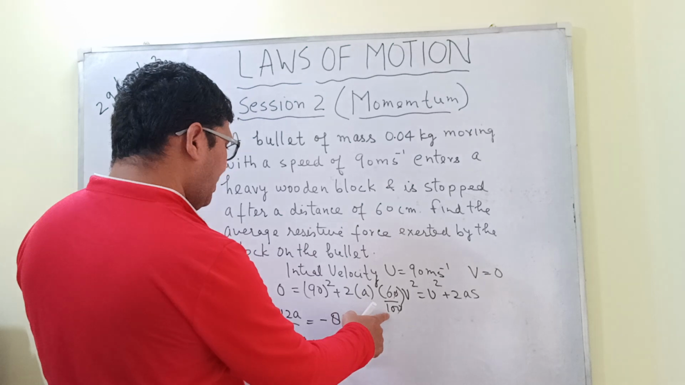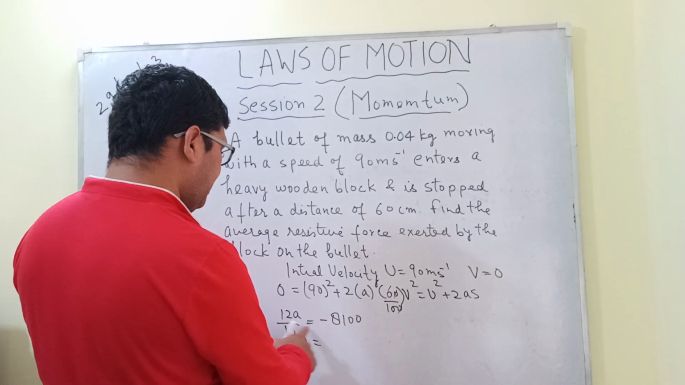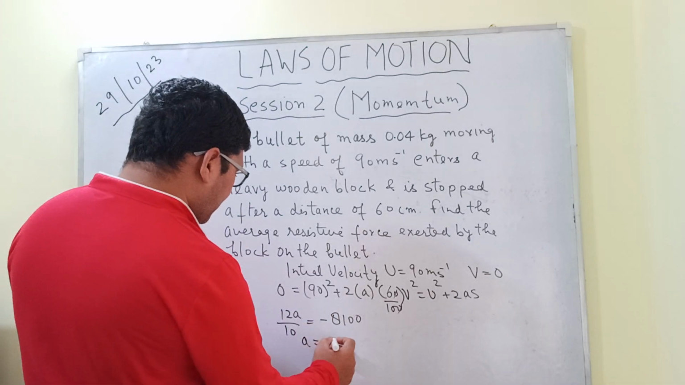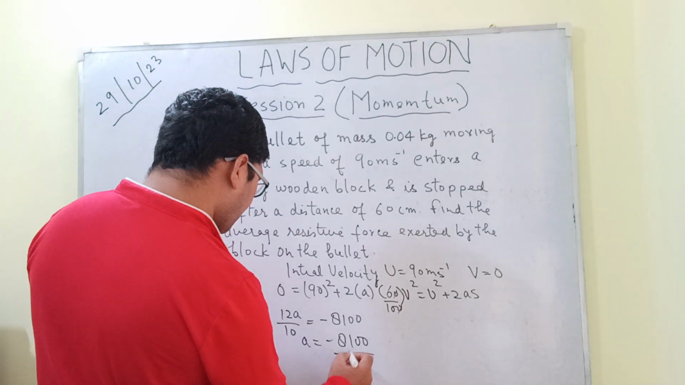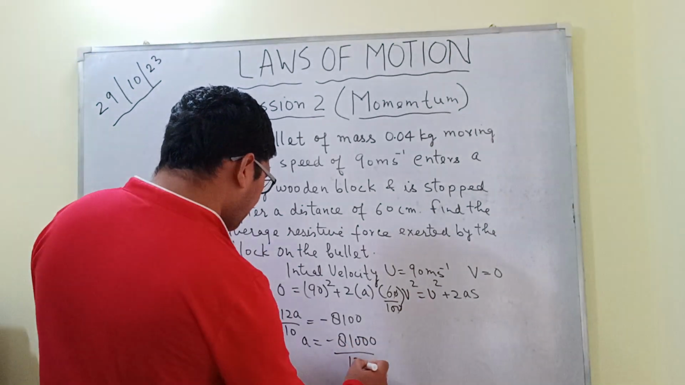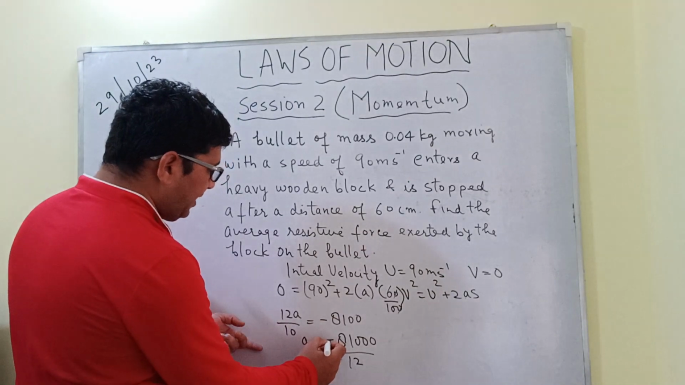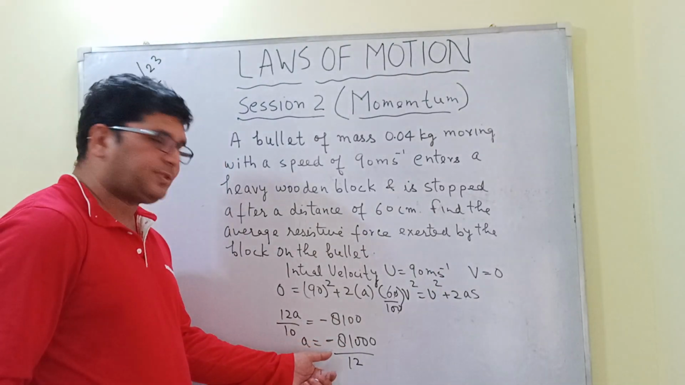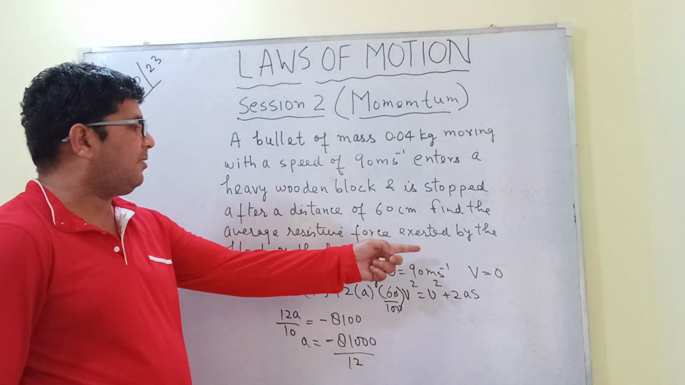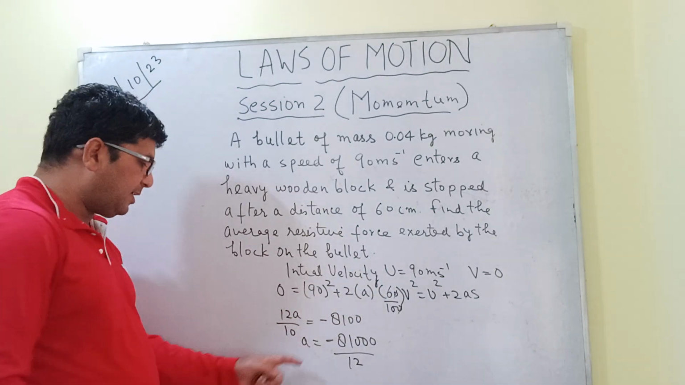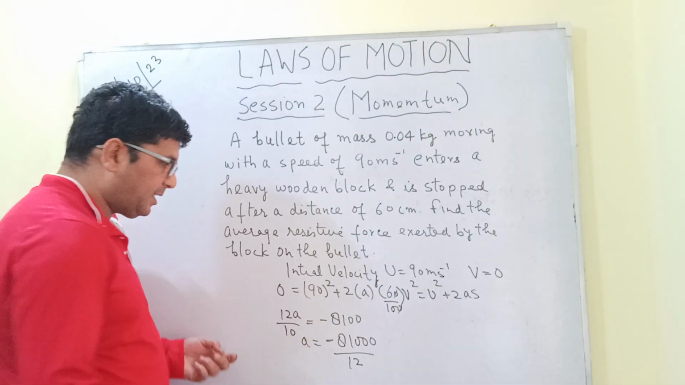सो a विल बी इक्वल टू -8100 डिवाइडेड बाई 1.2. ठीक है, एंड दिस a अगर ये माइनस आ रहा है, इसका मतलब ये हुआ कि दिस मोशन इज रिटार्डिंग, और रिटार्डिंग भी है बिकॉज इनिशियल स्पीड 90 है और फाइनल स्पीड 0 हो गया. सो दिस इज द रिटार्डेशन. दिस a अगर माइनस में आता है, इट मीन्स द मोशन इज रिटार्डिंग.